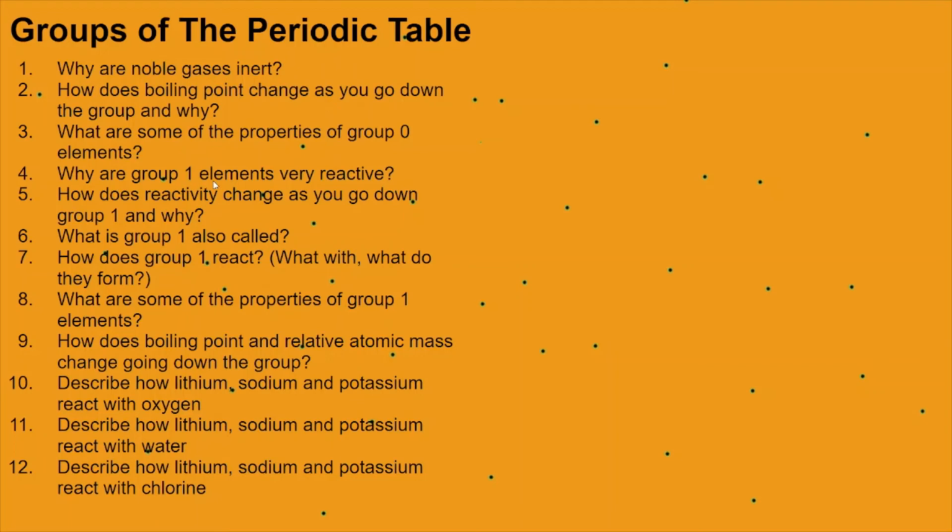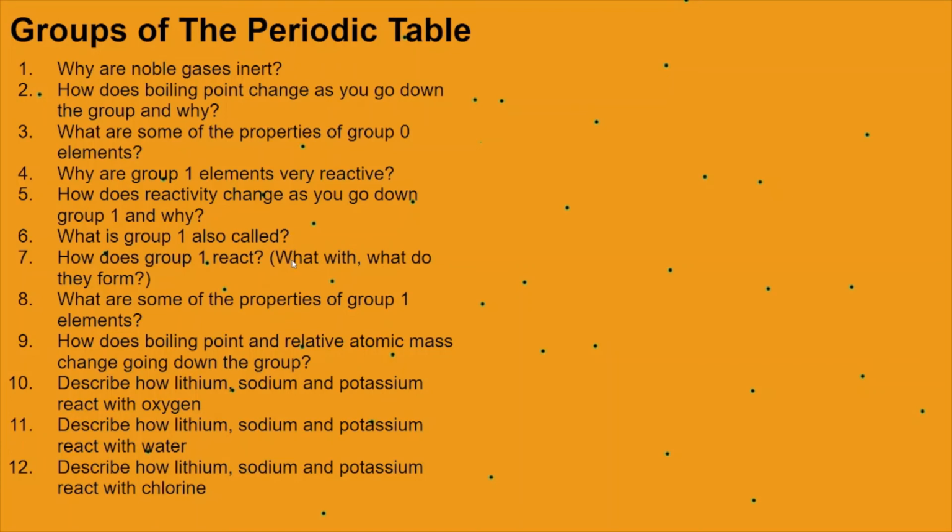Group 1 elements are very reactive because they have that one electron we talked about. They want to lose it, they can lose it very easily, and as we said, reactivity increases as you go down because the electrostatic forces of attraction between the outer electron and the nucleus grow weaker as the electron goes further away. That's known as electron shielding. Group 1 is also called the alkali metals.